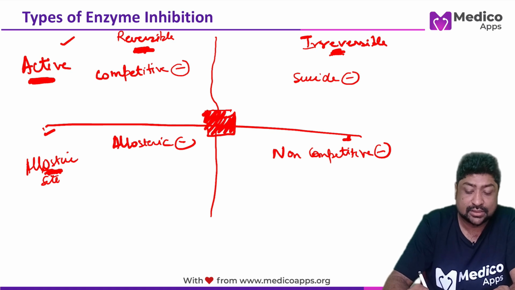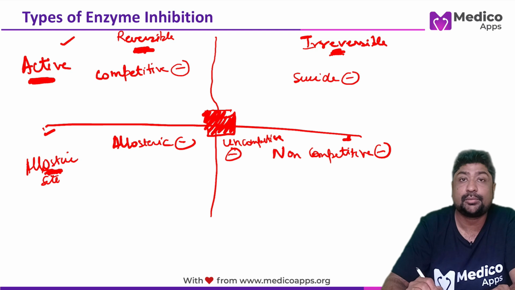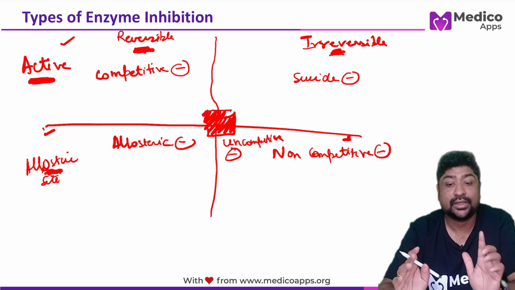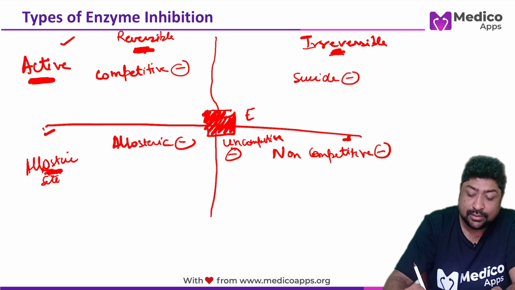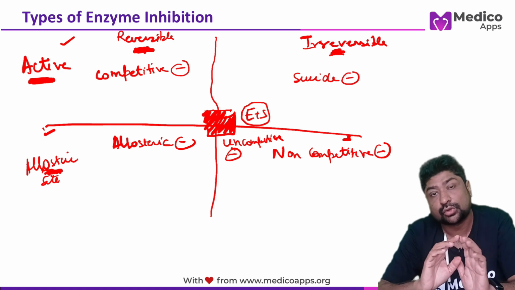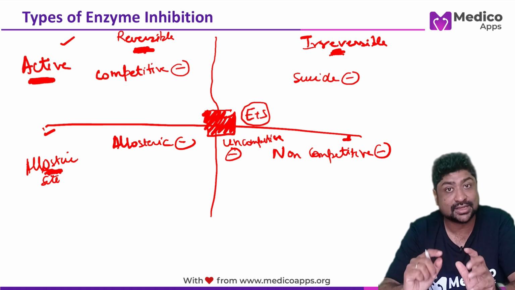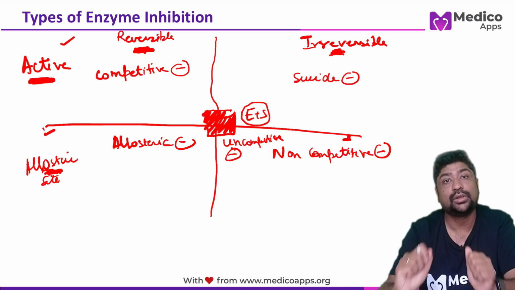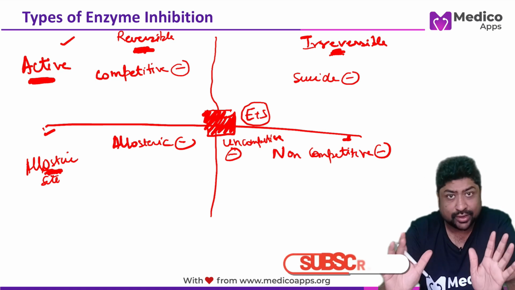Let's put in a 5th category, and I will put it in the center. This is called uncompetitive inhibition. What is uncompetitive inhibition? Here the inhibitor does not attack the enzyme. It attacks only the enzyme substrate complex. It does not attack the enzyme. It attacks only when the enzyme and substrate are bound together. So now we have got it.